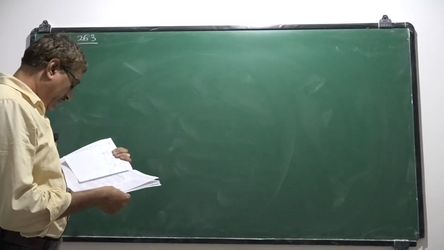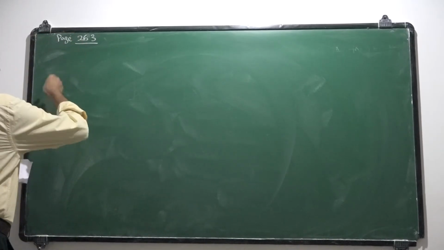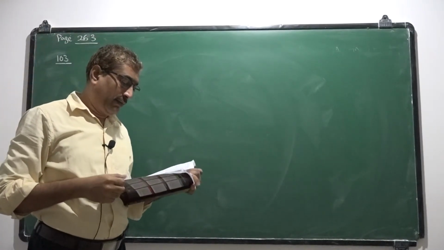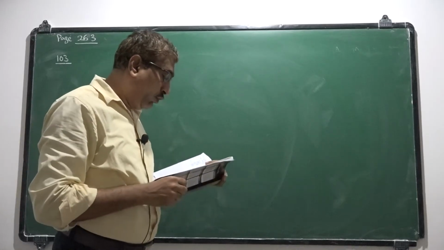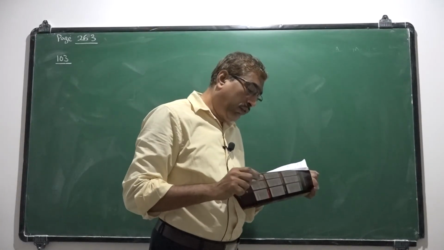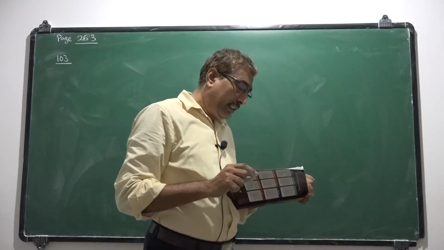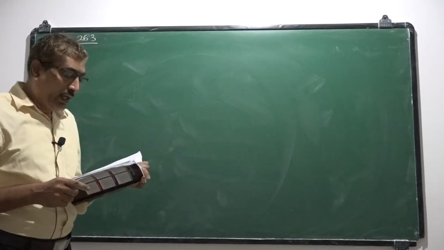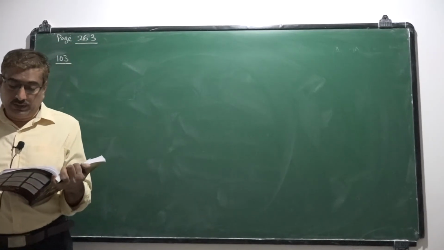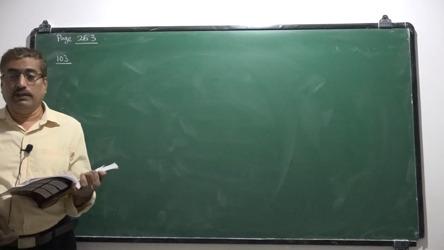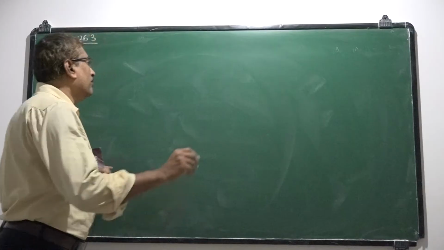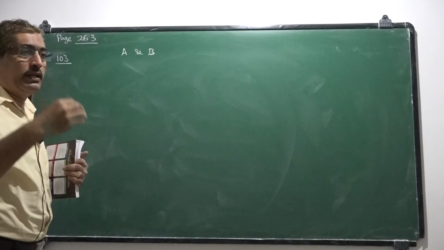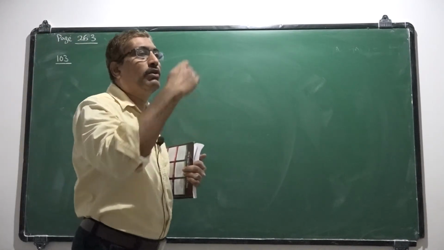Now, the next one, 103. Two blocks A and B float in water. If A floats with 1/4 of its volume immersed and block B floats with 3/5 of its volume immersed, then find the ratio of the densities. Given two bodies A and B floating in water, such that some part of their volume is outside the liquid.